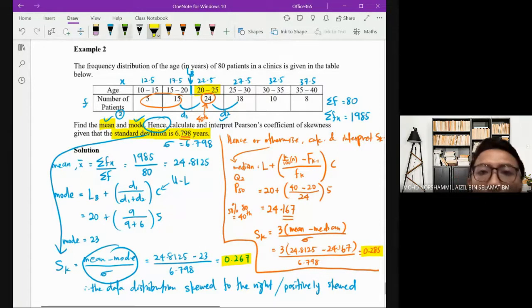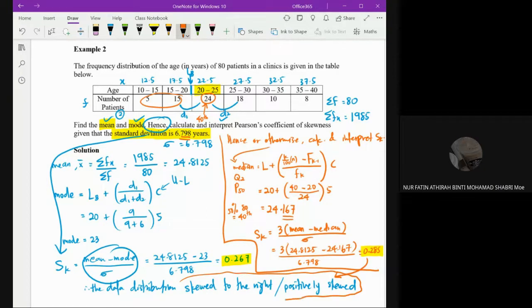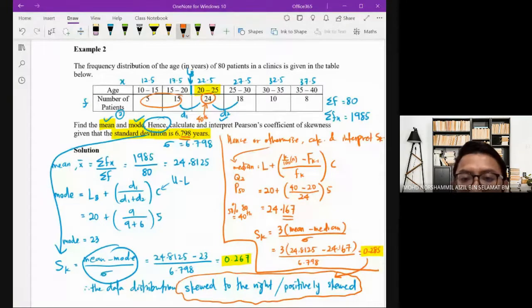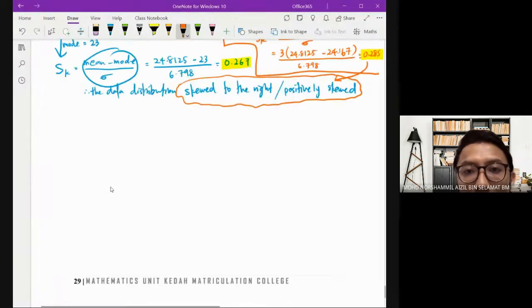So the result still implies the same thing, right? It is still the same data: the data distribution is skewed to the right. Okay guys, so that's the idea of chapter 6. We have completely finished everything for chapter 6. Done.